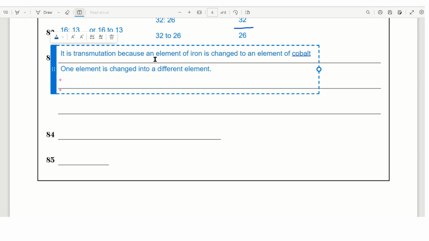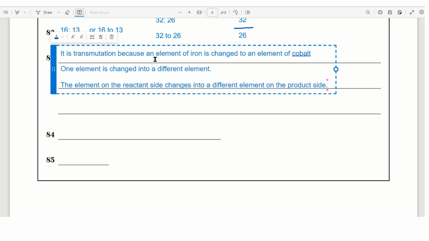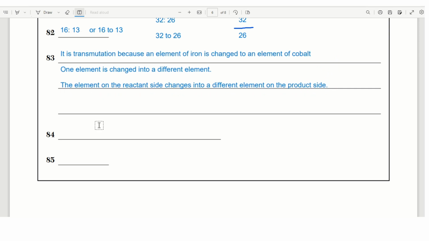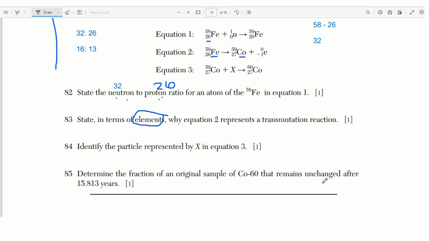Or you could say the element on the reactant side changes into a different element on the product side. Okay, 3 possible, you write 1. Almost there, 2 questions left.